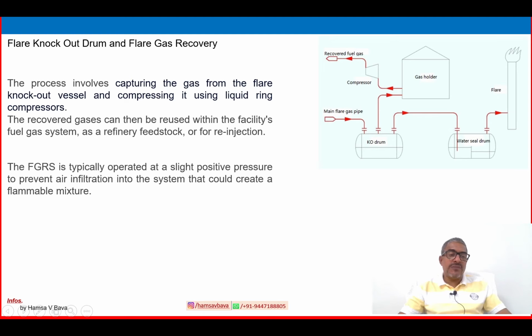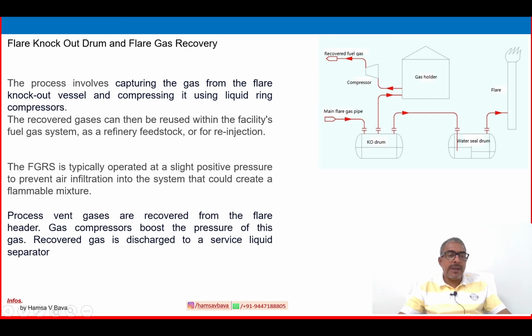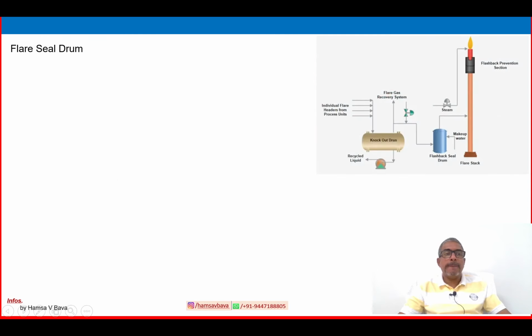So the FGRS, flare gas recovery system, is typically operated at a slight positive pressure to prevent air infiltration into the system that could create a flammable mixture. So that is the concept of a recovery system. When gases are removed from the flare header, gas compressors boost the pressure of this gas. Recovered gas is discharged to a service liquid separator.